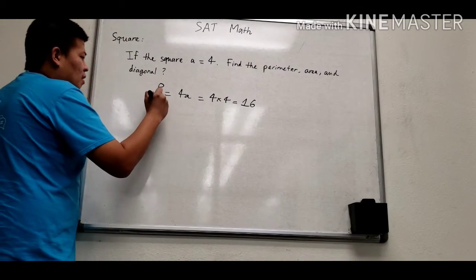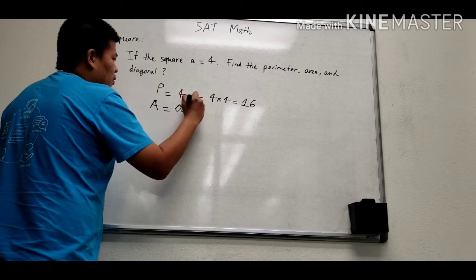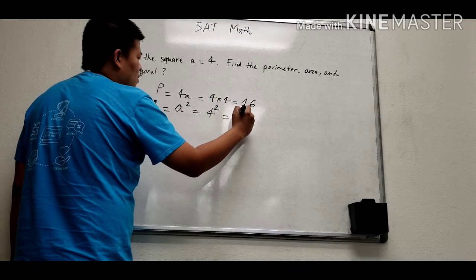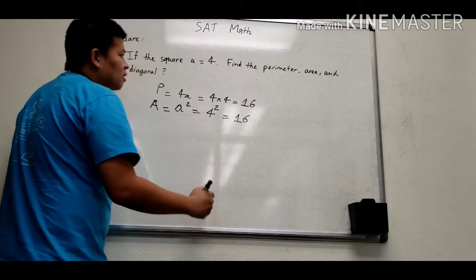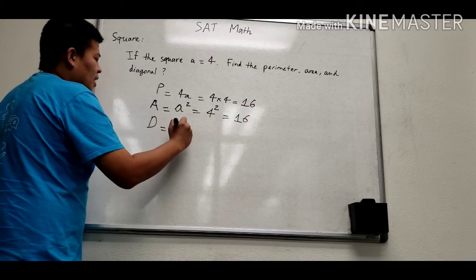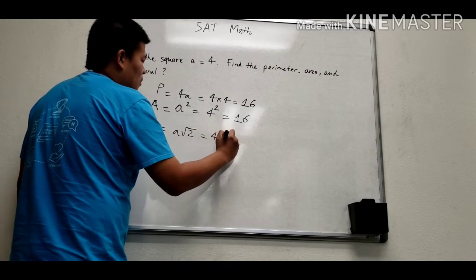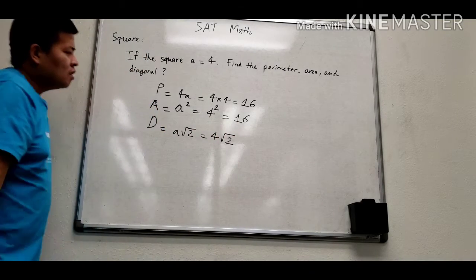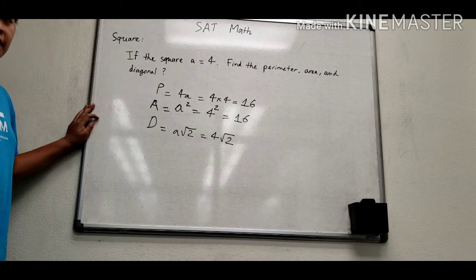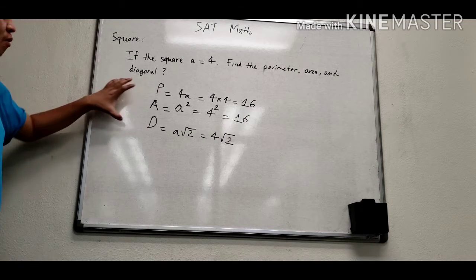And find the area of the square here. It's a power 2, so you get 4 power 2, which is 16. And the diagonal is a multiplied by the square root of 2, so you get 4 square root of 2. So this is the basic one for you in SAT geometry math, and you need to learn the formulas here.